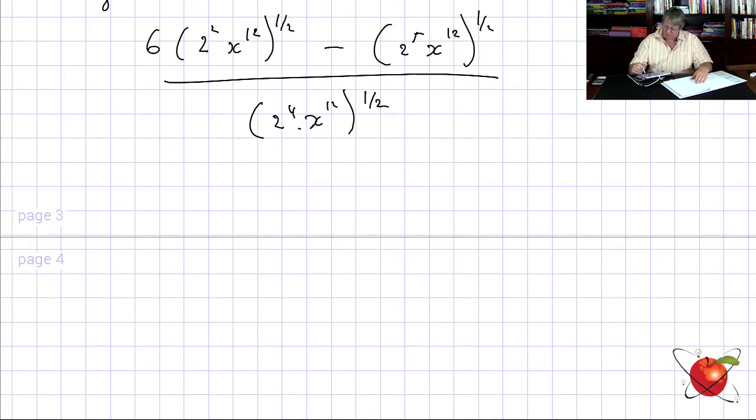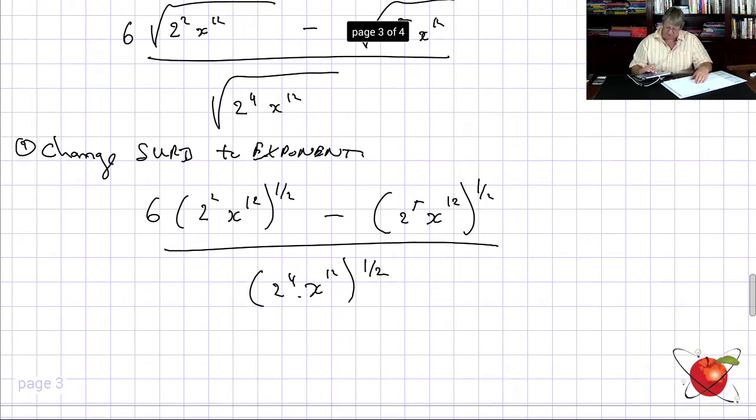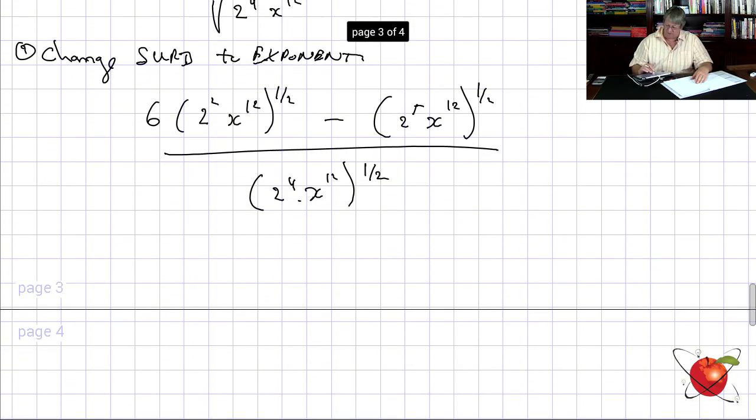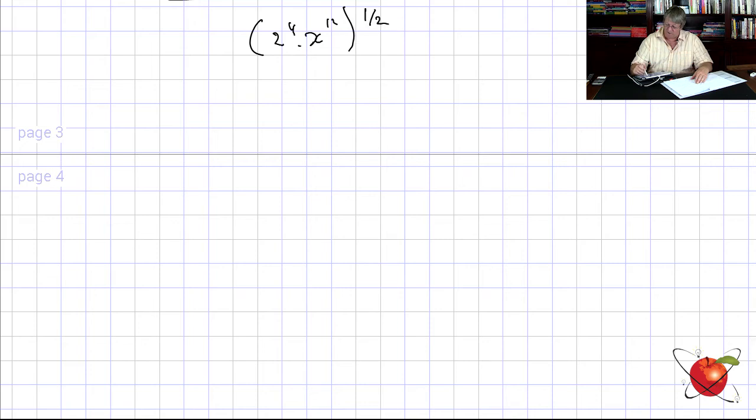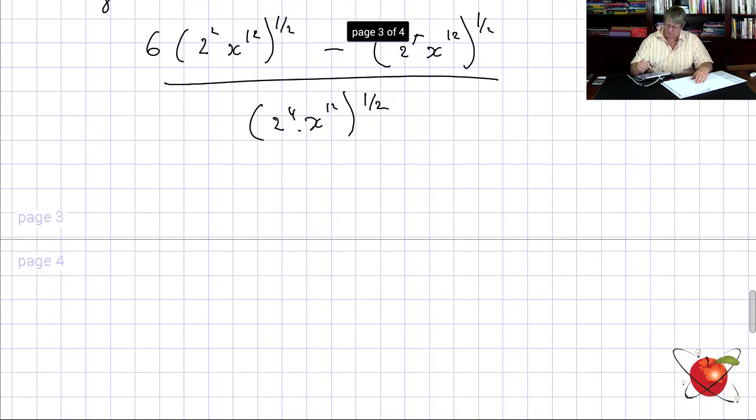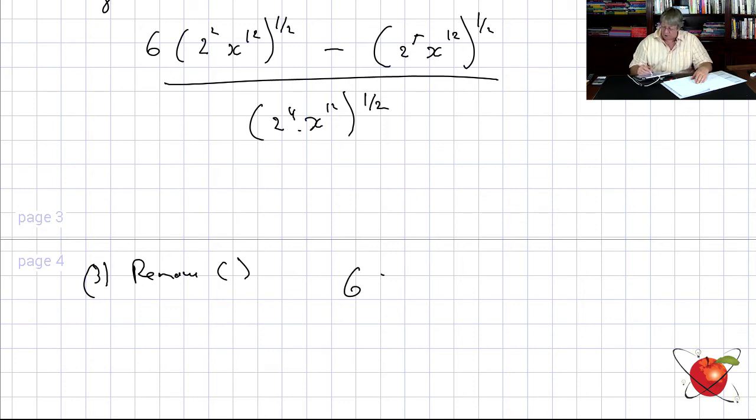Now, the next step was going to be, next was, let's call it step 3. Okay, let me just move you down a little bit. Step 3 is going to be remove the brackets again. So this becomes 6 times, we multiply in 2 to the power of a half times 2 over 1, x to the power of 12 over 1 times 1 over 2, minus 2 to the power of 5 over 2, x to the power of 6.